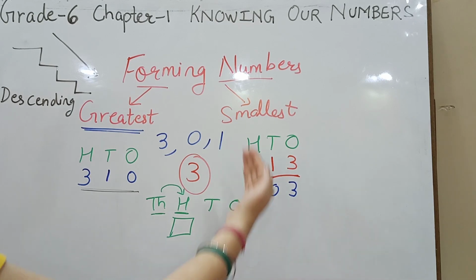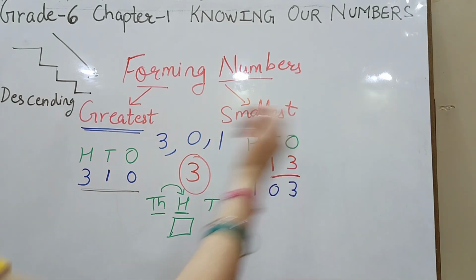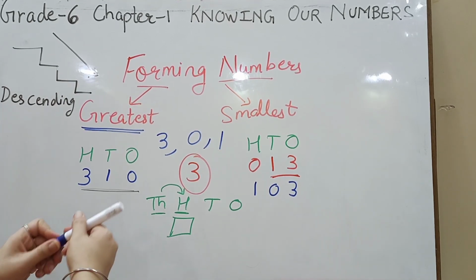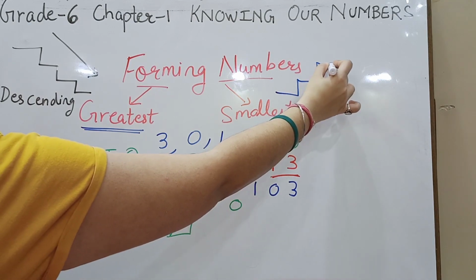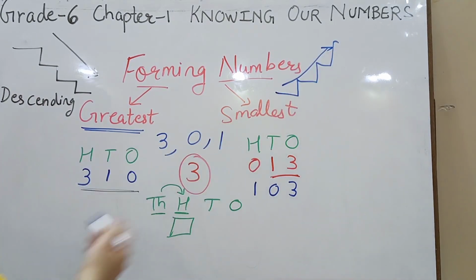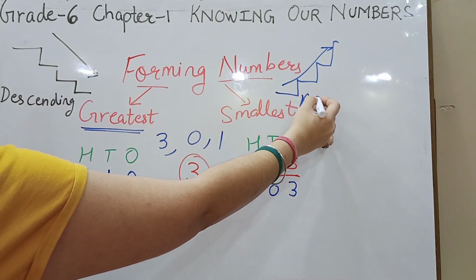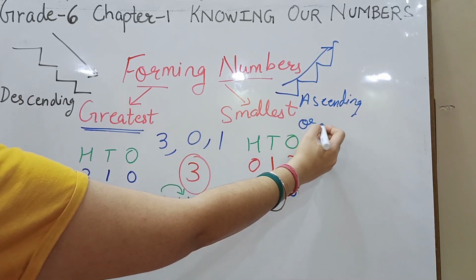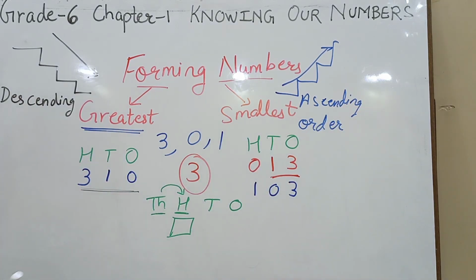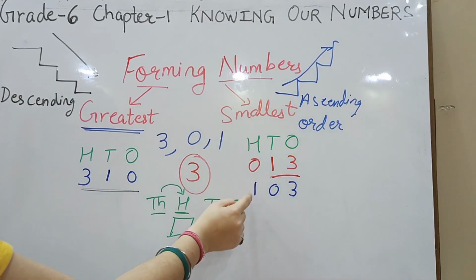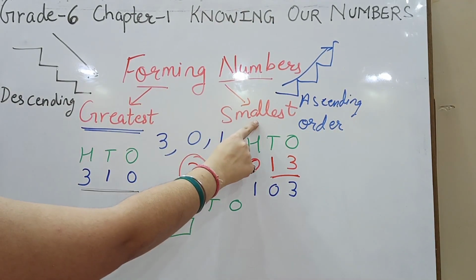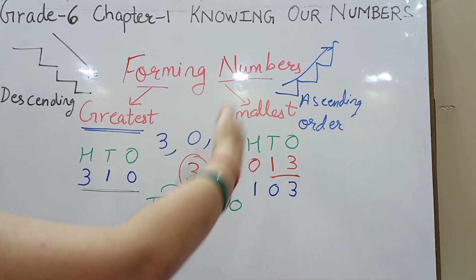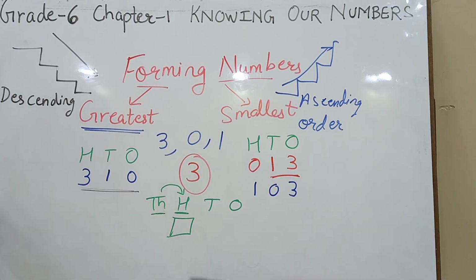But when we form numbers in the smallest one, we are going to move from the smallest to the highest one. So when we are moving from the smaller to the highest order, that means we are moving from the first floor to the third floor. Then that order is known as ascending order. That means when we are moving from the lower level to the above level, that is ascending order. So to form the smallest number, we arrange the digits from the smallest one to the greatest one. Let's take one more example.